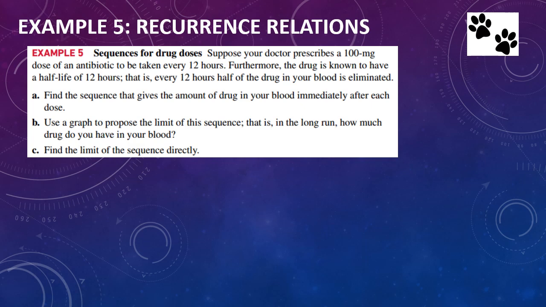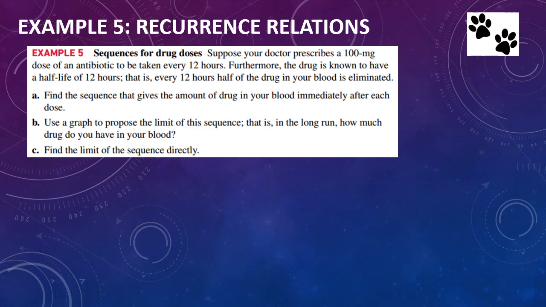So let's look at our next example, example 5, recurrence relations. Remember, that's when we figure out what's happening in the next term of the sequence based upon the prior term. We have some kind of formula for the n+1 term as it relates to the prior term. Sequences for drug doses, example 5.